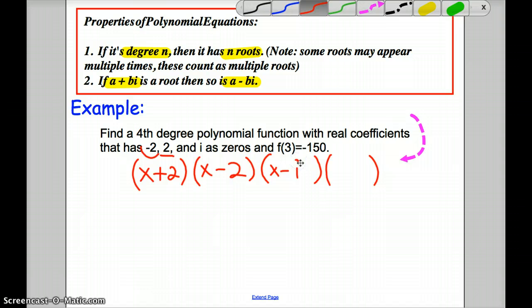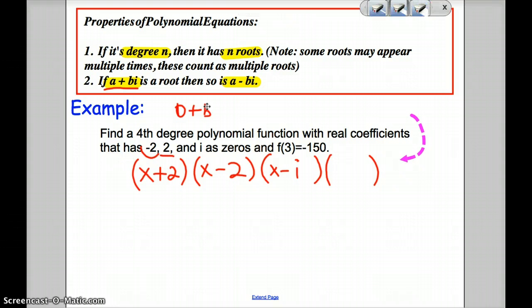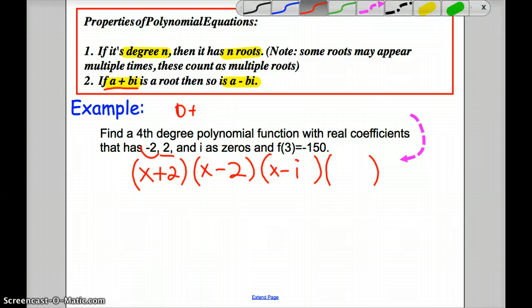I'm missing a root. So now I need to think carefully about which of these properties applies. Notice this property right here tells me that if a plus bi, in this case a is 0 and b is 1, so it's a plus 1i, then 0 minus 1i, so negative i, will also be a root. So it looks like x plus i will be a root. But we typically don't write a rule with i, so I'm going to rewrite this. I'm going to leave these 2 roots in factored form.